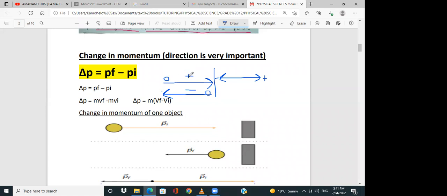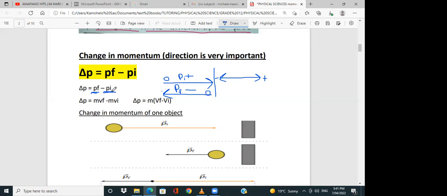Now, if your positive momentum, let's say it's your initial momentum, is positive, and now you're going to have another momentum after changing the direction. We're going to call it a final momentum, which is going to be negative. If you want to calculate the change in momentum, you have to say the final momentum of an object minus the initial momentum of an object.